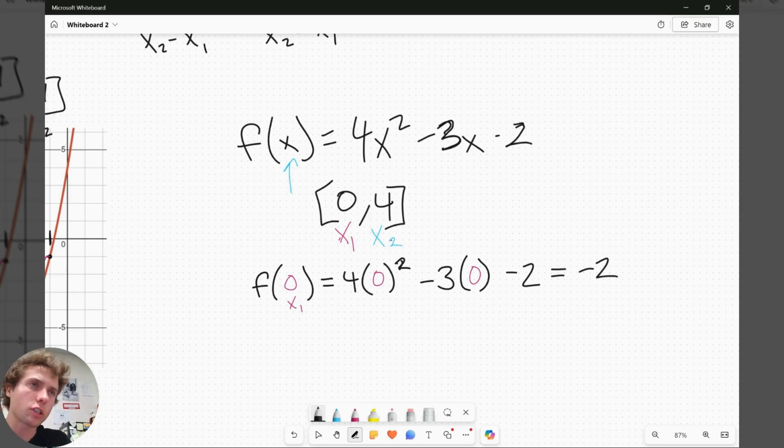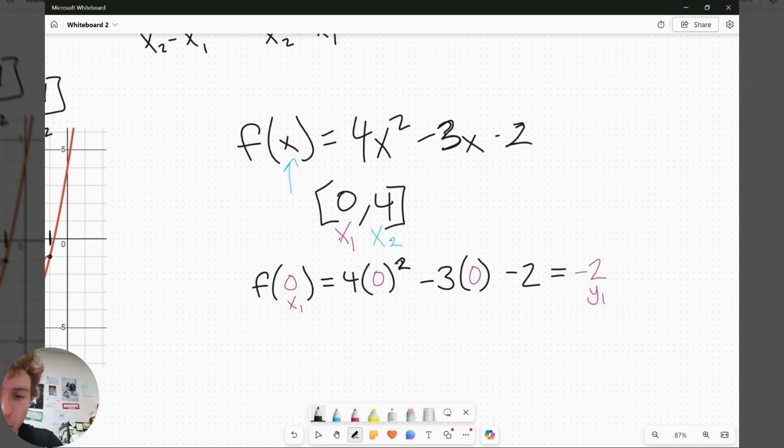Well, realize what we just found. We inputted an x value, and we got out a value. So this negative 2 then is the output. Well, if you input an x and you get out a new value, that new value has to be your y value. This is y1.